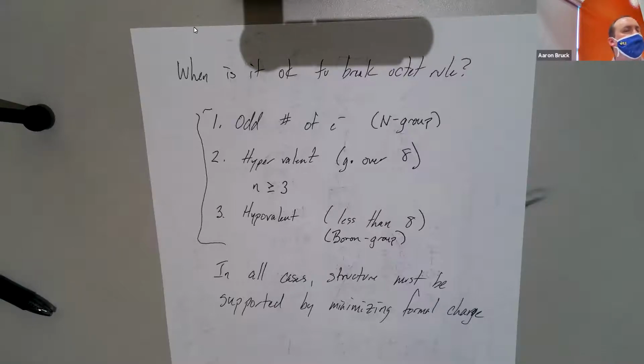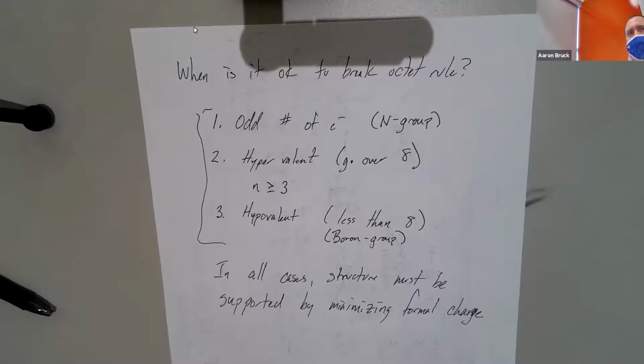Classic example of this is BF3 for hypovalency. Boron trifluoride, BF3, to do the octet rule would require a double bond somewhere. I would need to have a double bond between boron and fluorine to do so.